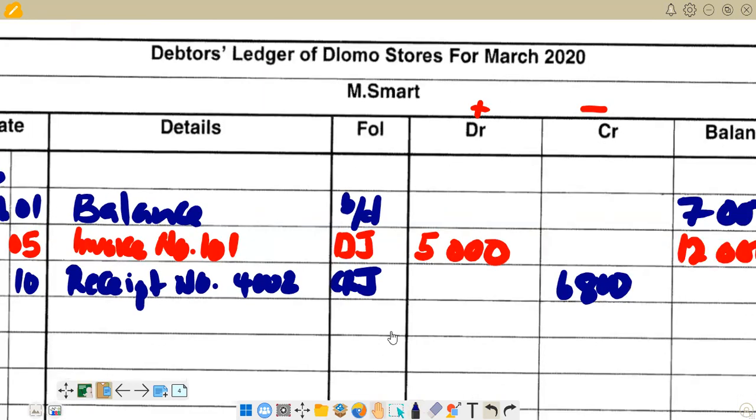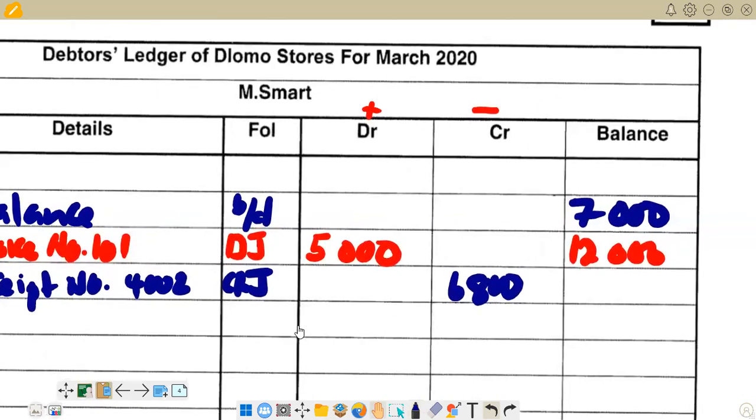Having done this, we adjust again on the balance section. Remember, we said when we are crediting, we subtract. So we are now saying 12,000 minus 6,800, and the answer that you get there, you put it here, which is now 5,200. So you've got 5,200 here, right?